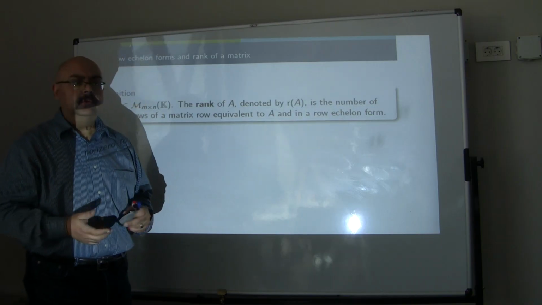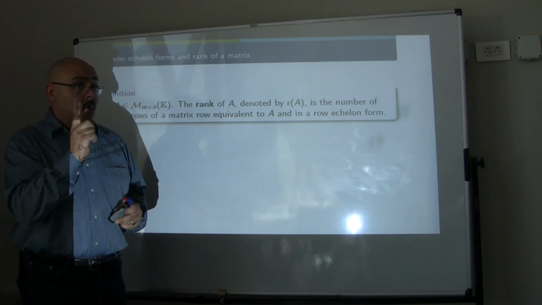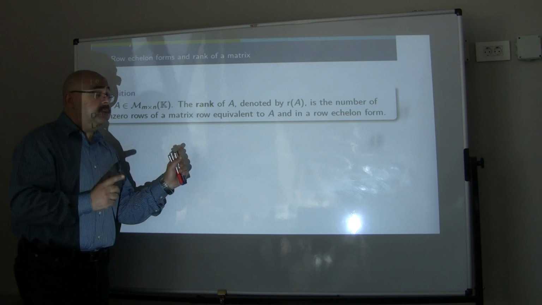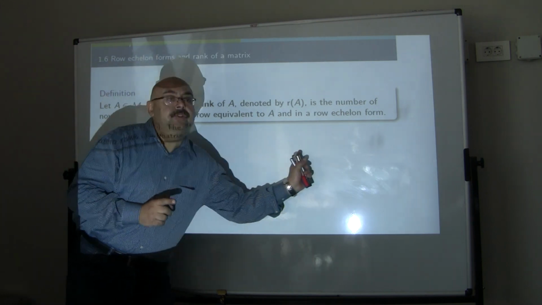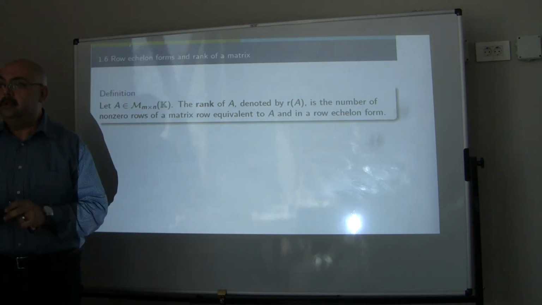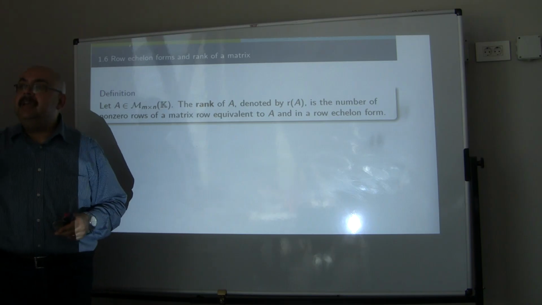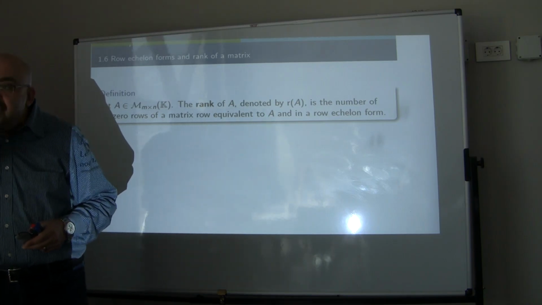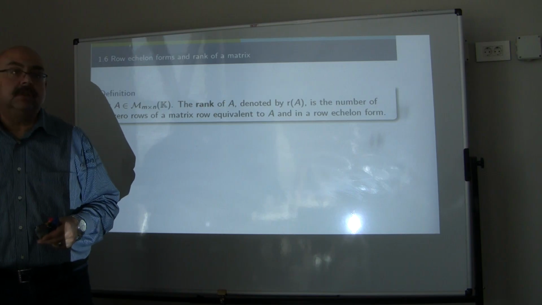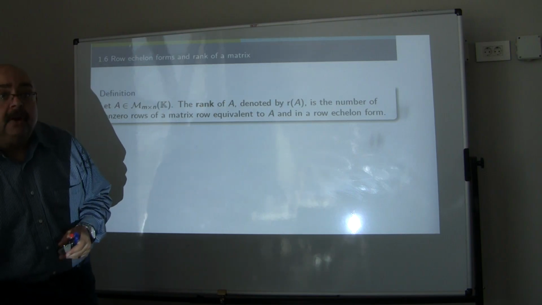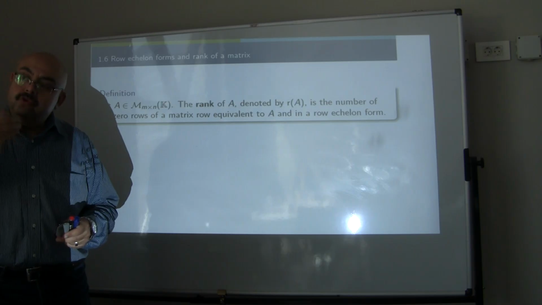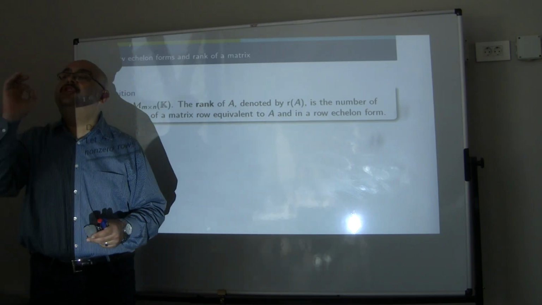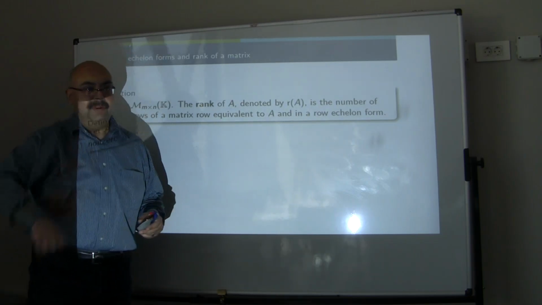What does a zero row mean? A row that contains zeros from the beginning till the end of it. That's what's called a zero row. So once more, what does rank mean? Number of non-zero rows in a matrix, in the reduced echelon form or in the echelon form.